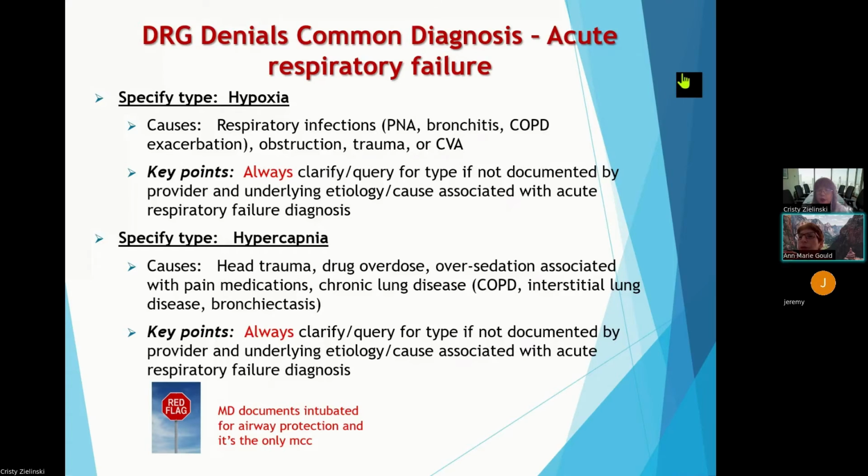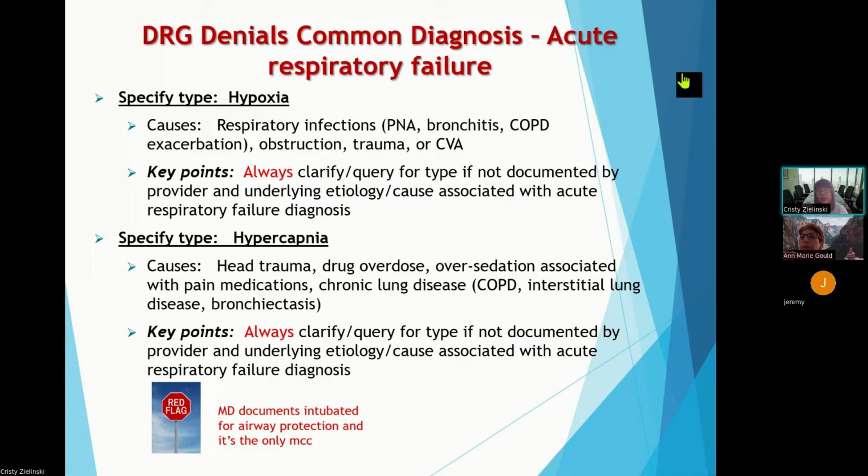Encephalopathy and dementia. Usually, dementia with behavior mood change is more of agitation, combativeness, aggressive behavior. So that is dementia with behavior mood change.